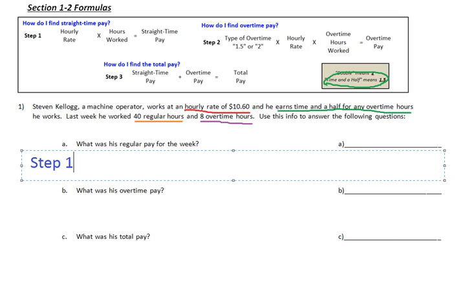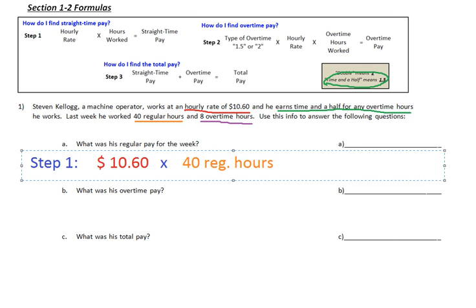Well, to find regular pay, what we're talking about is straight time pay. Regular pay and straight time pay are pretty much the same thing. So we need to know for straight time pay his hourly rate. If we look up at the top in our little paragraph, we see that underlined in red, his hourly rate is $10.60 per hour. What we're going to now do, of course, is multiply that times the hours worked. And when we're talking about hours worked, we're talking about 40 regular hours.